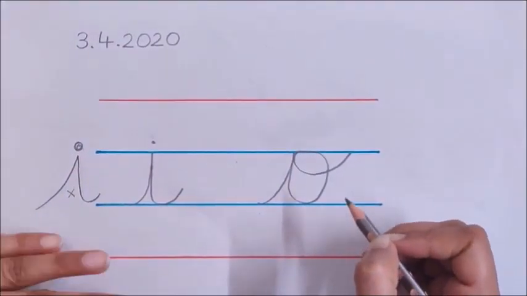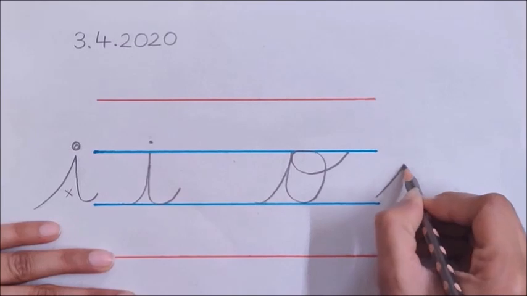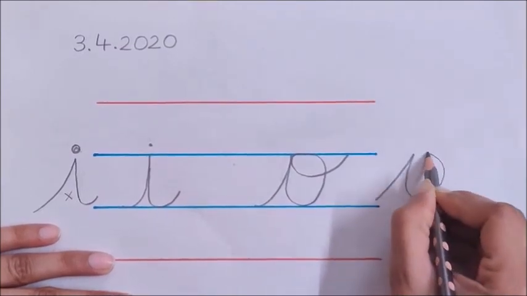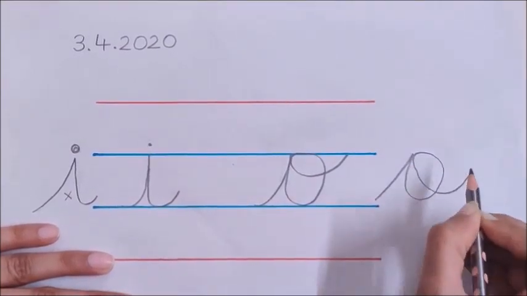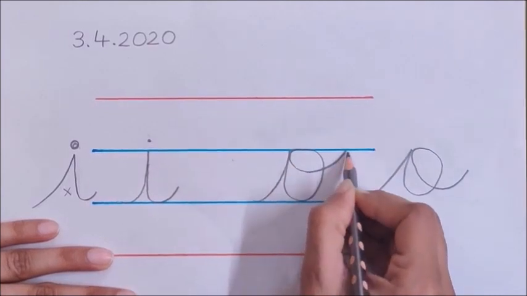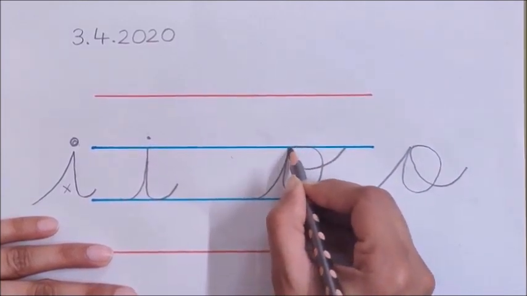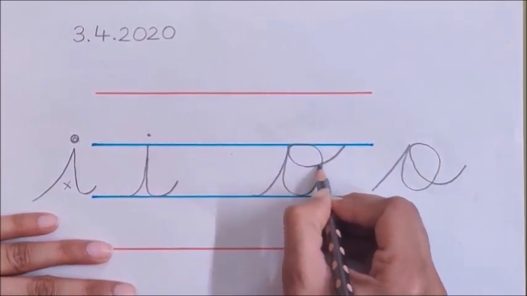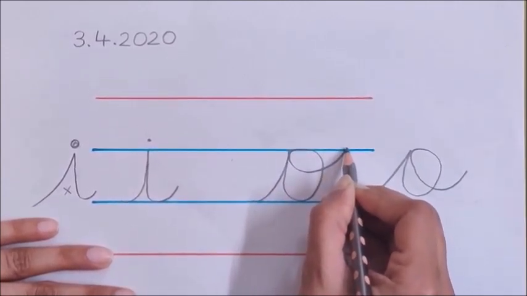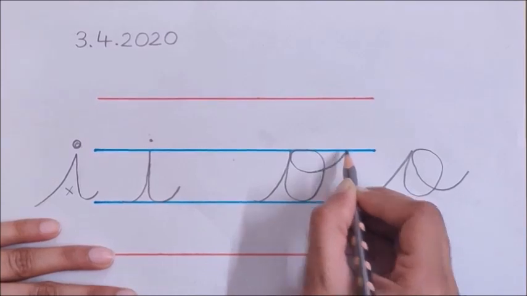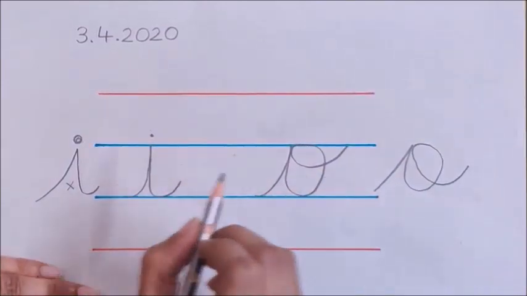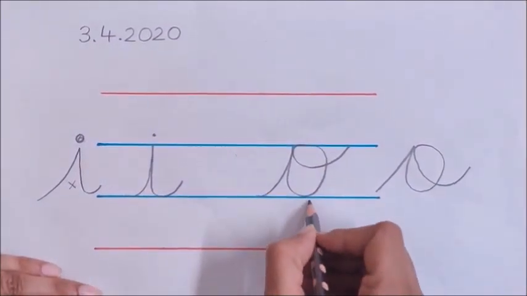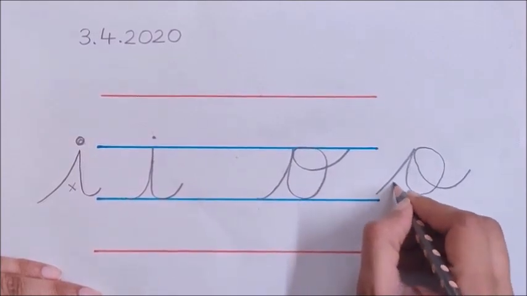Simple. Don't write O like this. Don't take it down. It is always up like this. In, out. In, O, O, out. Touch the blue line always. Now practice writing letter I and letter O like this. Don't write O like this. This is wrong.